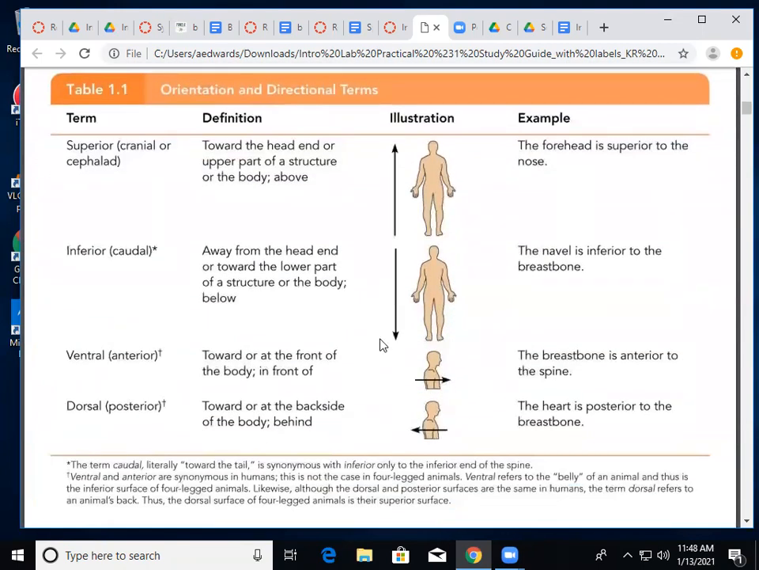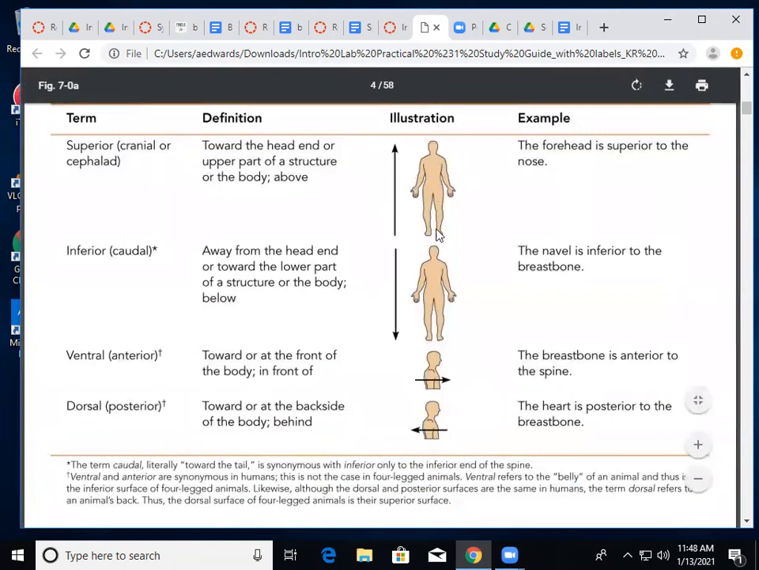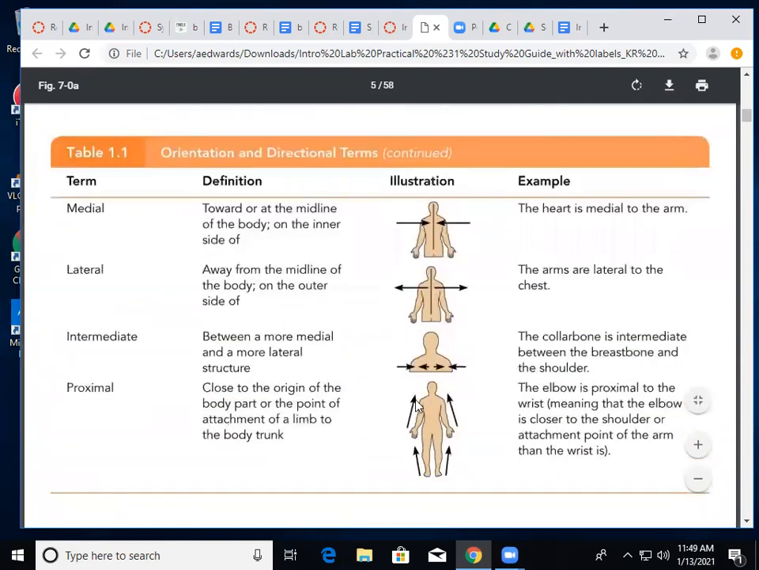All right, so you can see that there. Toward the head, superior. Toward the lower part of the body, inferior. Okay. Anterior toward the front, and then ventral, posterior or dorsal toward the back side of the body. Again, toward the middle is medial, toward the sides is lateral. In between structures that are medial and lateral, we call that intermediate.